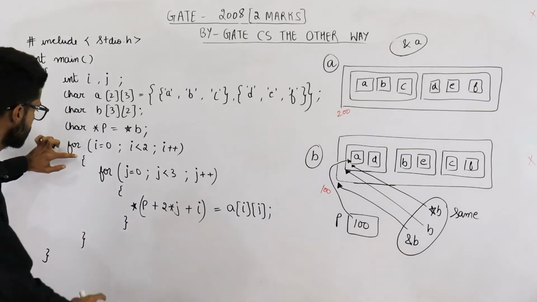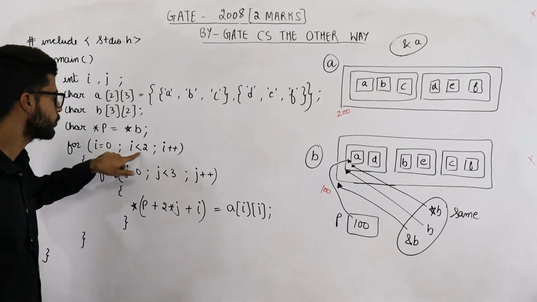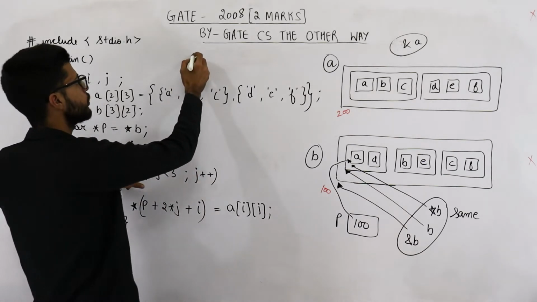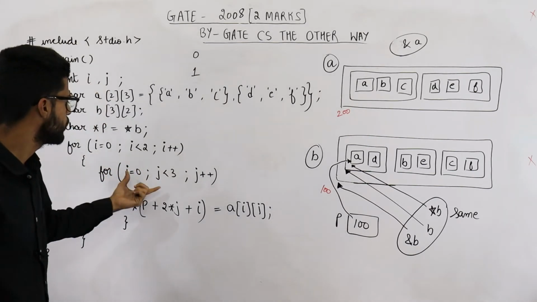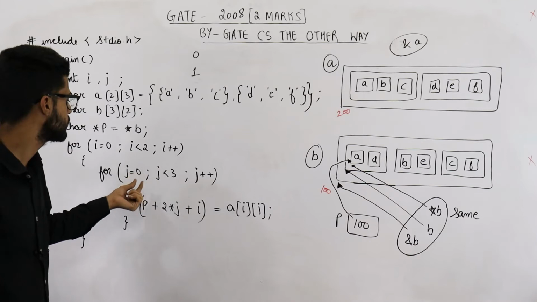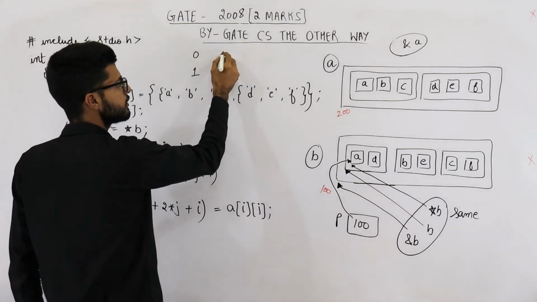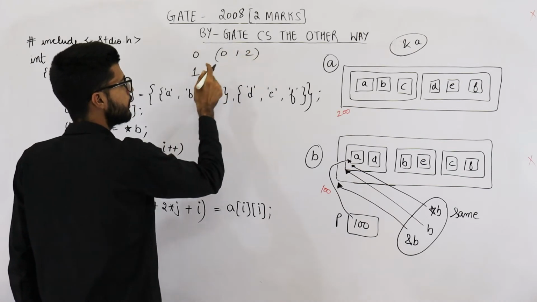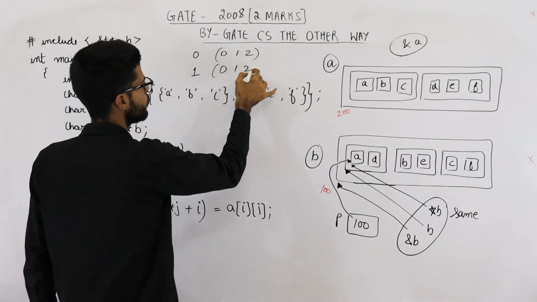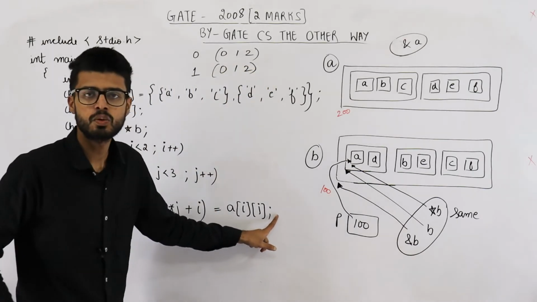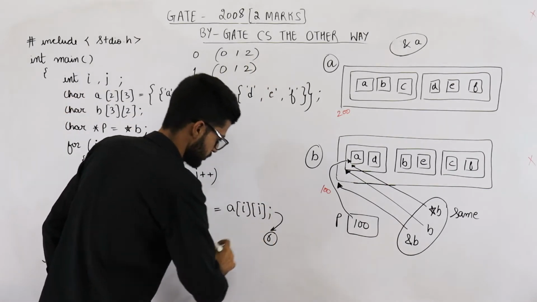See, for this outermost loop, what are the values of i? i will go from 0 to 1. When i becomes 2, the loop will terminate. In the innermost loop, what values is j going to take? So j will go from 0 to 2. That means when i is 0, j will take these three values 0, 1, 2. Then i will become 1. j will again take three values 0, 1, 2. So this line will be executed how many times? 6 times. This line has to be executed 6 times.